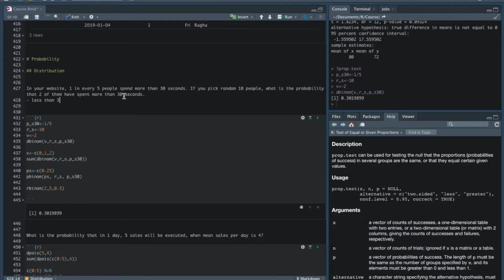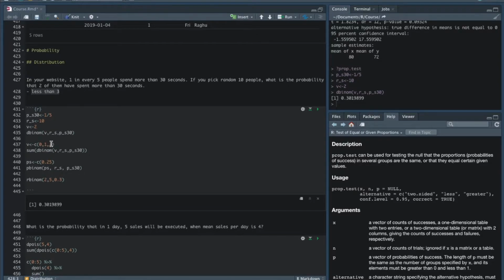Now suppose the question had been not what is the probability that 2 of them have spent more than 30 seconds, but rather what is the probability that the number of people spending more than 30 seconds is less than or equal to 3. If that had been the question, then this is how we would have solved it. We want to know the probabilities if it is less than or equal to 3. We want to know the probability of 0.